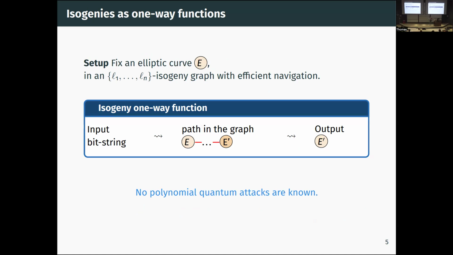And why is this a one-way function? Computing this path is something that we can do fast. However, it's believed to be hard, if only given the starting vertex and the end vertex, to really find this path between the elliptic curves. Of course, the hardness of the problem also depends on the isogeny graph that we chose, but there are different instances for which we believe that this is a hard problem. In particular, there are also no efficient quantum algorithms known that can solve this problem. And that's what makes isogenies a proposal for post-quantum cryptography.